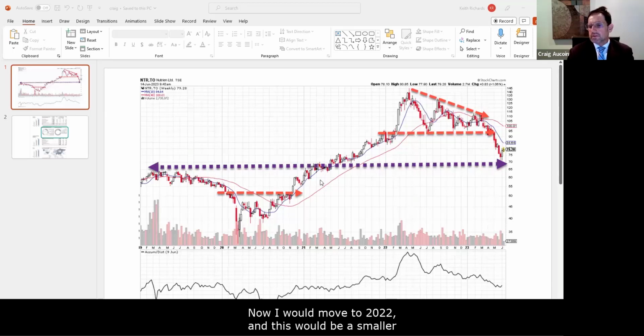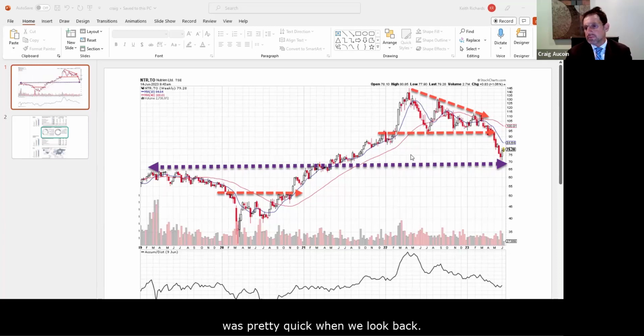Now I would move to 22, and this would be a smaller break. That move was a break, and the catalyst for that move was the unrest and the conflict in Ukraine and Russia. That's the timing on that. It was pretty quick when we look back. It broke in early 22, and then by the middle of 22, it had stopped.